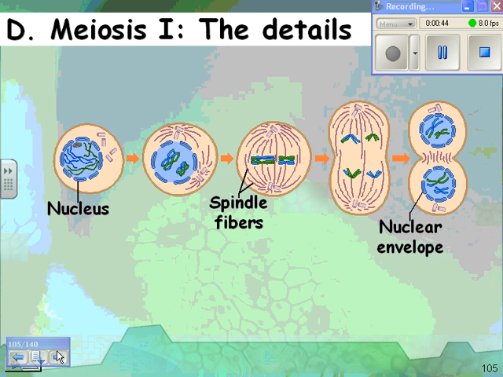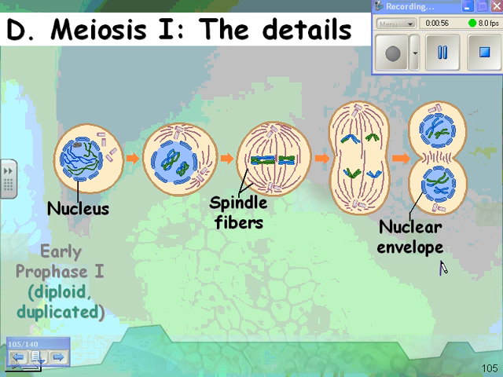So here's what happens in meiosis I. You've got the nucleus, and the nuclear membrane breaks down. And so this is early prophase I. The stages of meiosis are the same as the stages of mitosis, sort of. You have PMAT, right? Prophase, metaphase, anaphase, telophase. The only difference is that with meiosis you have prophase I, metaphase I, anaphase I, telophase I. Then you have cytokinesis. Then you have prophase II, metaphase II, anaphase II, telophase II.